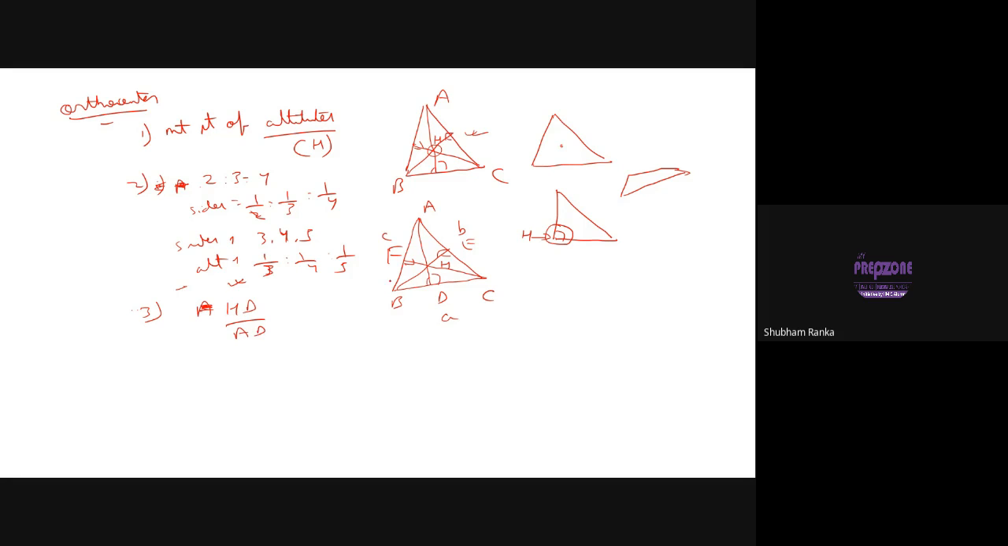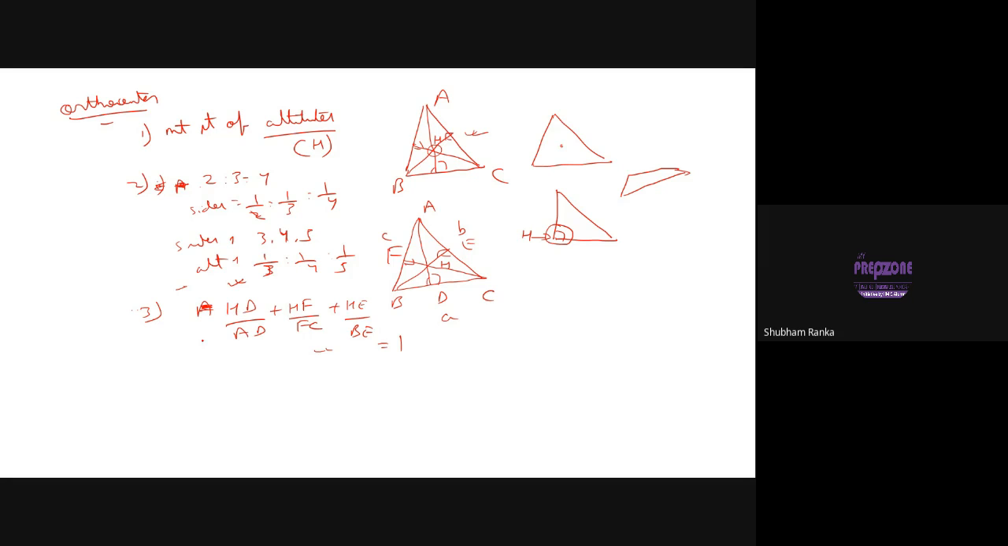HD by AD, which is small by big, plus HF by FC plus HE by BE equals 1. So small by big plus small by big plus small by big is equal to 1. Right. So HD by AD, HF by FC and HE by BE will be equal to 1. So in case you know some of these proportions, you can find the other ones as well.